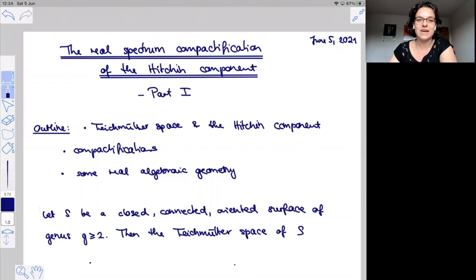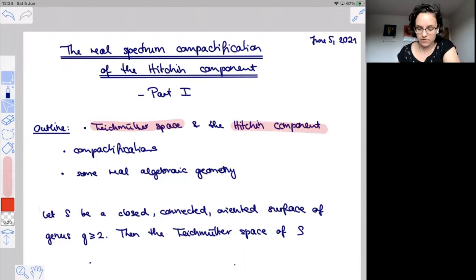So today I want to talk about the real spectrum compactification of the Hitchin component. And in this first talk, I would like to define what is Teichmüller space and the Hitchin component. And then we're gonna have a short talk about some aspects of compactifications. And then to dive into the topic, we need to introduce some real algebraic geometry. Okay, so let's start with Teichmüller space.